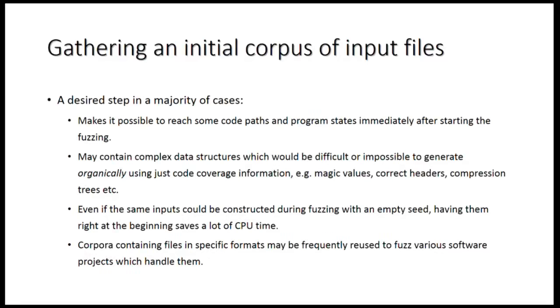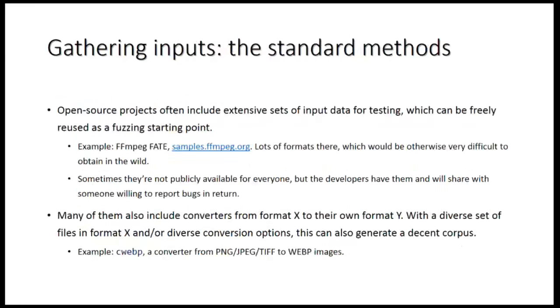We may have some complex data structures inside of those files, which could be either very difficult or impossible to generate, even if we have code coverage information available. And even if these constructs could be created by, for example, using code coverage-based fuzzing, we are still saving a lot of time by doing the initial corpus generation. And of course, if we have a specific corpus of files in a format such as PDF, we can reuse the same corpus to fuzz different projects afterwards.